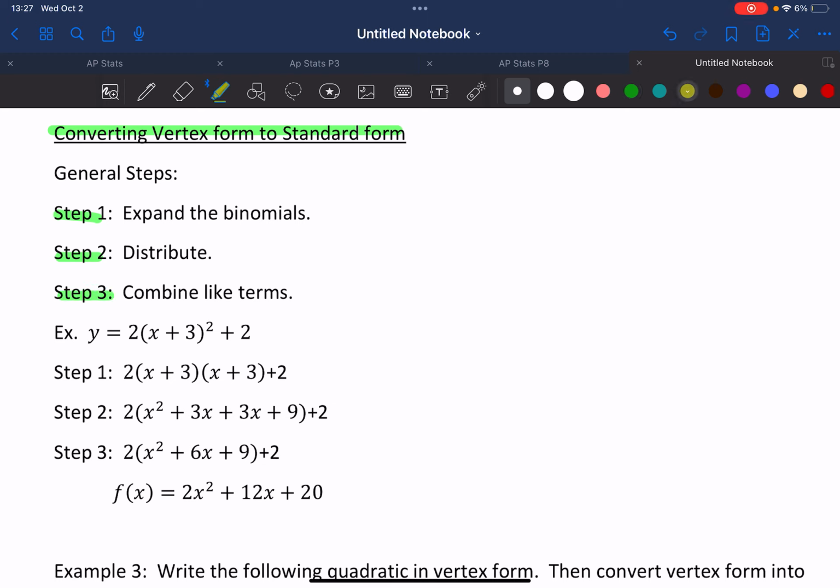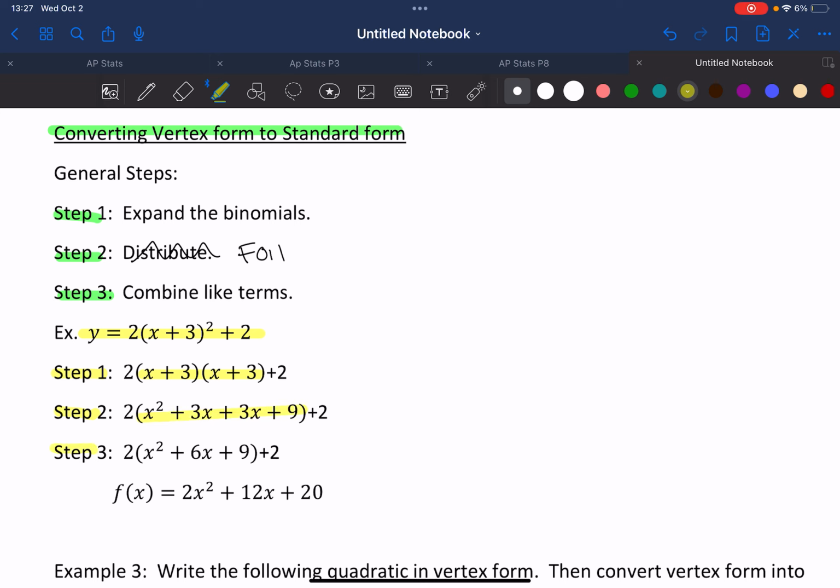So if we're looking at our example here, y is equal to 2 times (x plus 3) squared plus 2. Notice in the first step, they expanded the binomial, meaning they took x plus 3 and wrote it 2 times. In step 2, they FOILed. So this really should say, honestly, FOIL. So they FOILed.